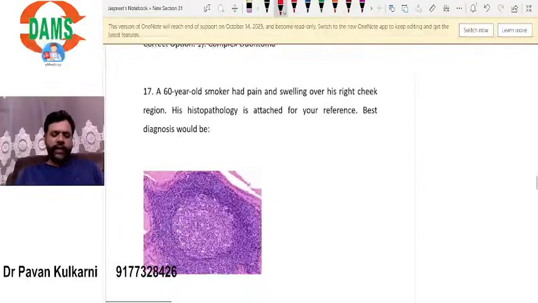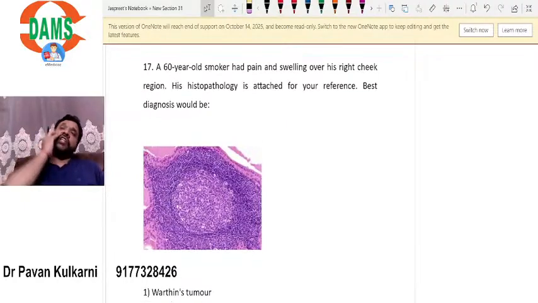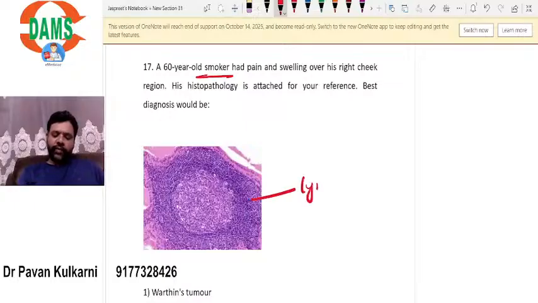Okay, moving on to the next question. A 60-year-old smoker had pain and swelling over his right cheek region. His histopathology is attached for your reference. Best diagnosis would be. So if you see here, the patient is having a cheek swelling. That means it is some salivary gland swelling. Patient is basically a smoker and is having swelling. And classically, all these are nothing but lymphocytic areas.